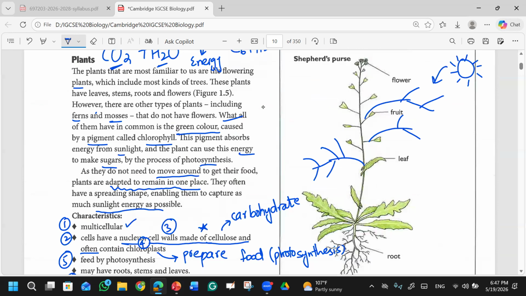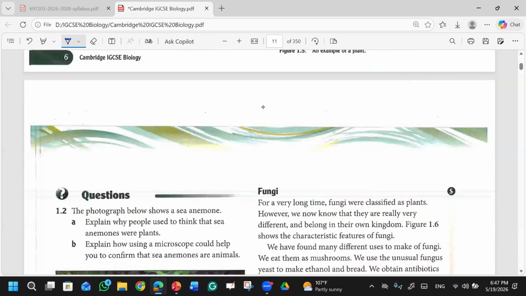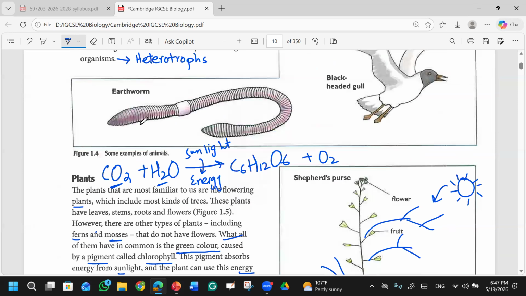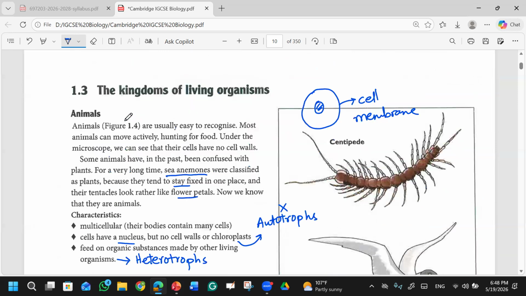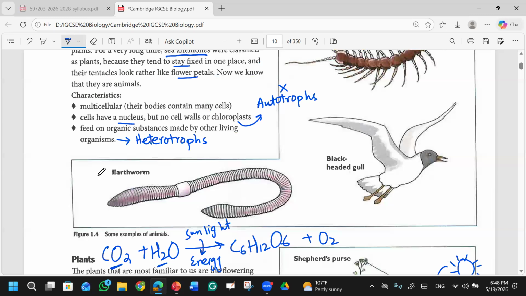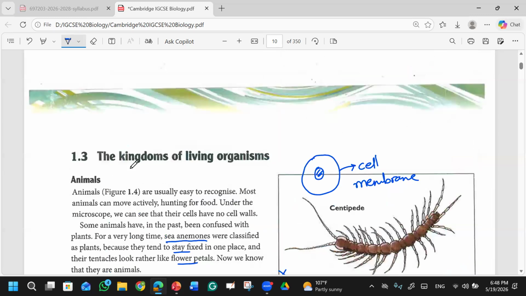Okay, this is a basic thing. Then in the next section, inshallah, we will discuss in detail what are the organisms in the kingdom Animalia, what we place in kingdom Plantae. This is just a brief, general classification of the kingdom of living organisms.